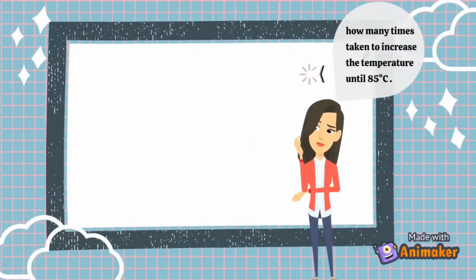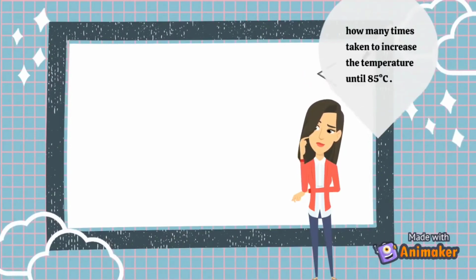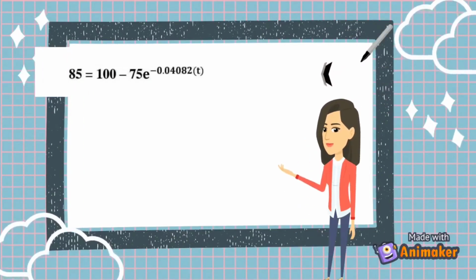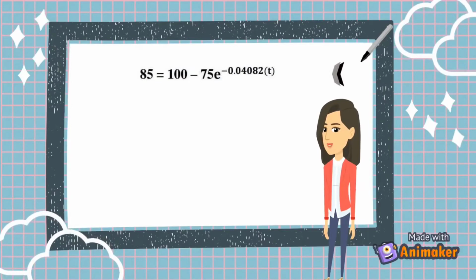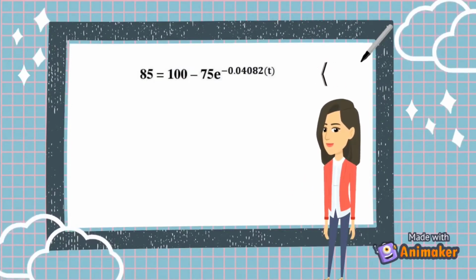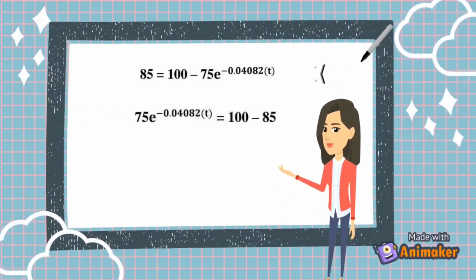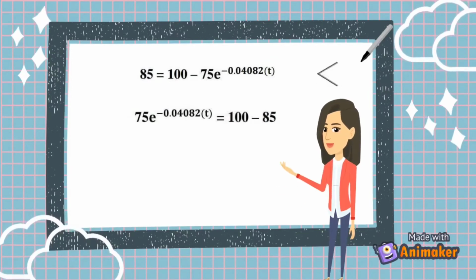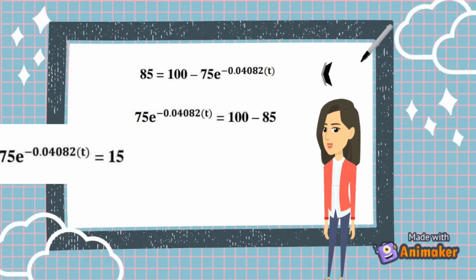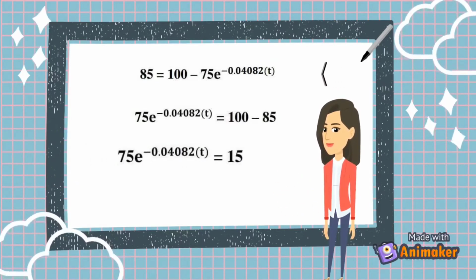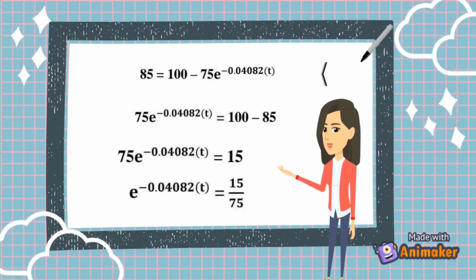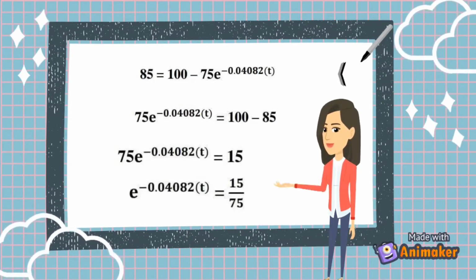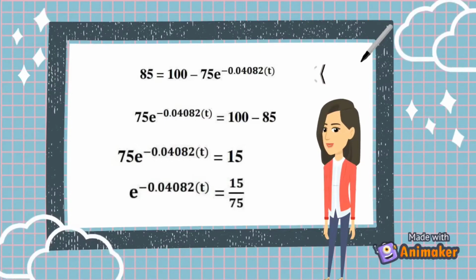Then, how many times taken to increase the temperature until 85 degrees Celsius? Firstly, insert 85 in the equation, which is 85 equals to 100 minus 75 e to the power of negative 0.04082 multiplied by t. Then we rearrange the position. We will get 75 e to the power of negative 0.04082 multiplied by t equals to 100 minus 85. Then we will get 75 e to the power of negative 0.04082 multiplied by t equals to 15. After that, we will get e to the power of negative 0.04082 multiplied by t equals to 15 over 75.